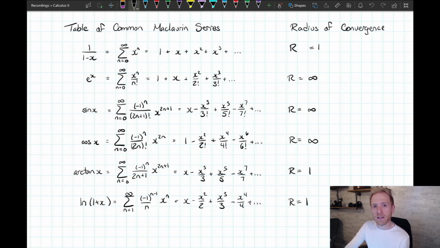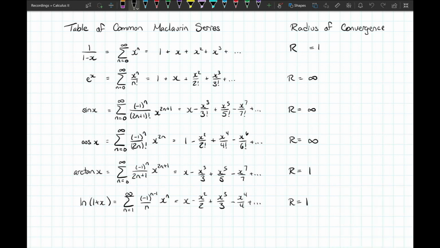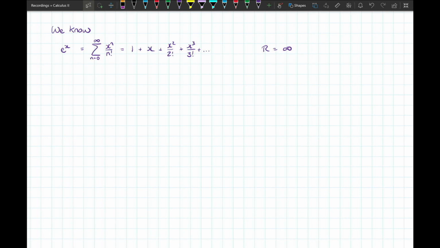But we can take a look at its power series representation and see what integrating that would do. Let's take a look at e to the x squared. We already know that e to the x is the power series from n equals 0 to infinity of x to the n over n factorial. Well, if we want e to the x squared, we simply have to replace all of the x's with x squareds on both sides of this equation.